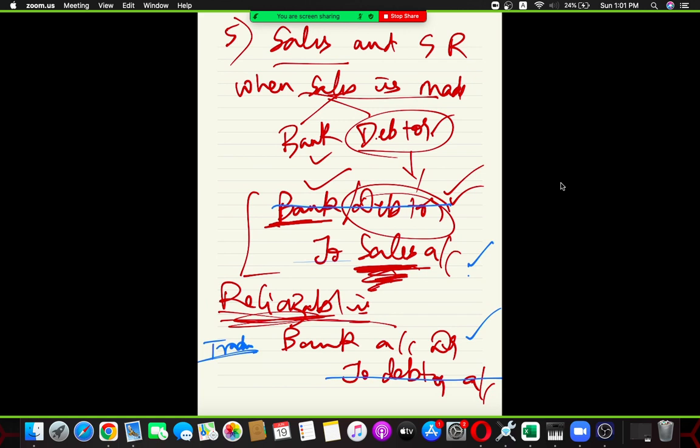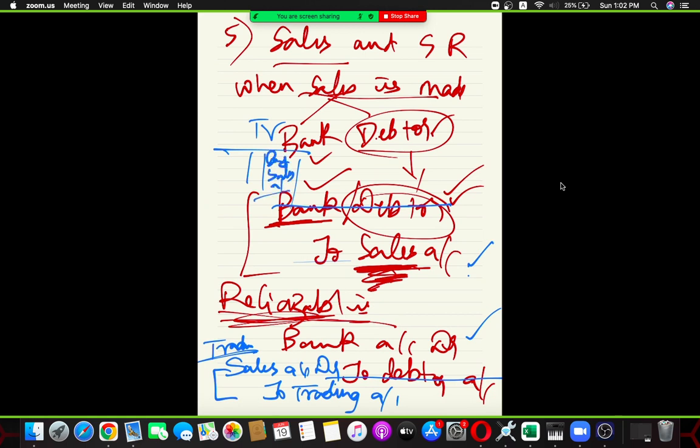How are we recording this in the trading account? People, sales, what have you done? You have credited it. In order to transfer the same, in order to make the sales zero in the sales account, can I say you need to debit the same? That is, sales account is debited. You are transferring it to the trading account. People, if you are recording this entry, in the ledger of trading account, can I say this will be reflecting as: by sales account.